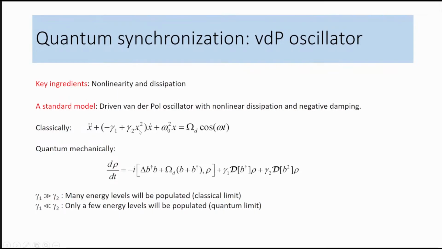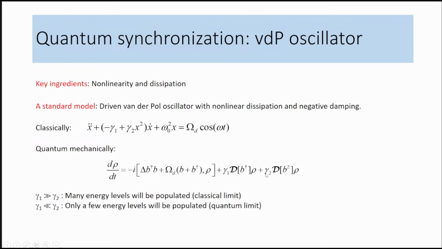And gamma 2x square is a nonlinear term because of x square. And because of the plus sign, it gives you the dissipation. And this actually reduces the energy from the system. The system has an unperturbed frequency omega 0 and a driving part capital omega d.